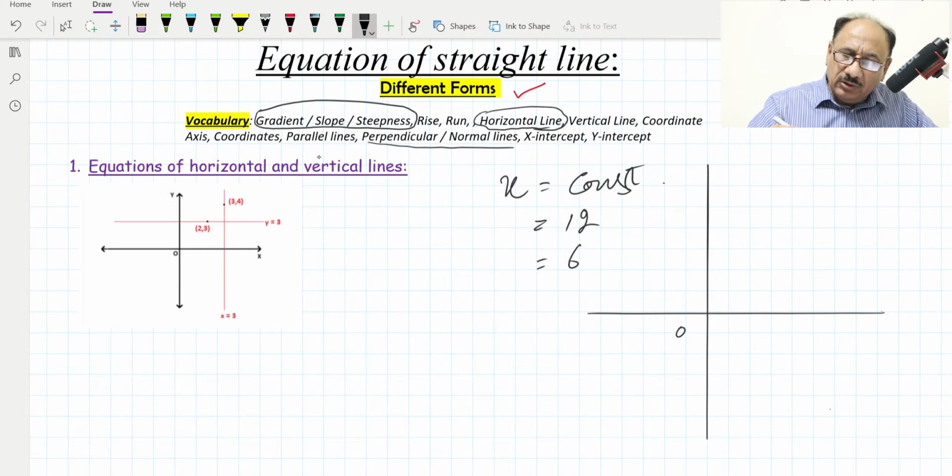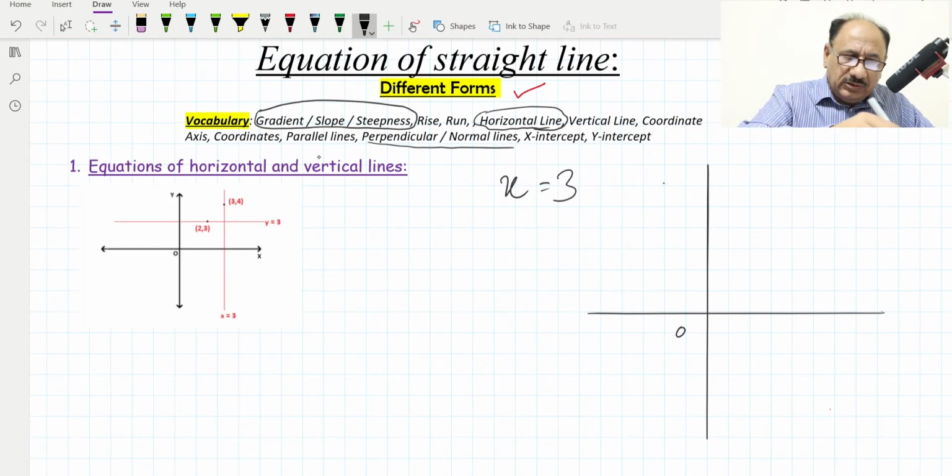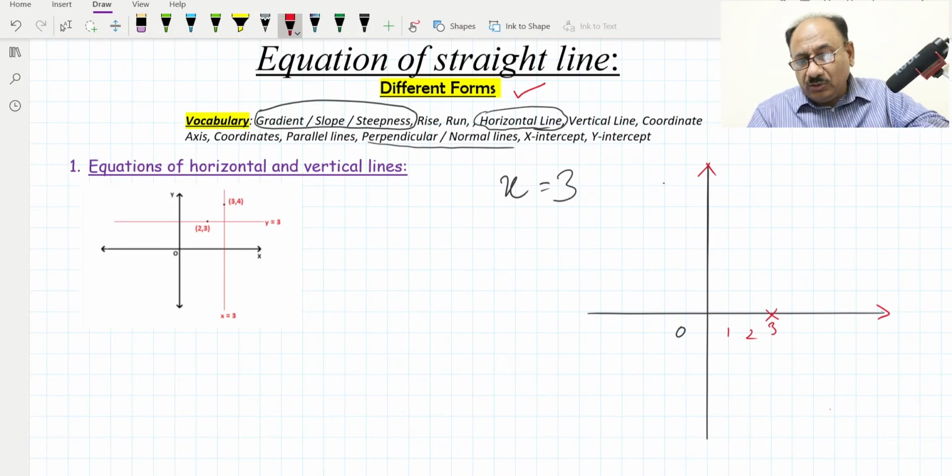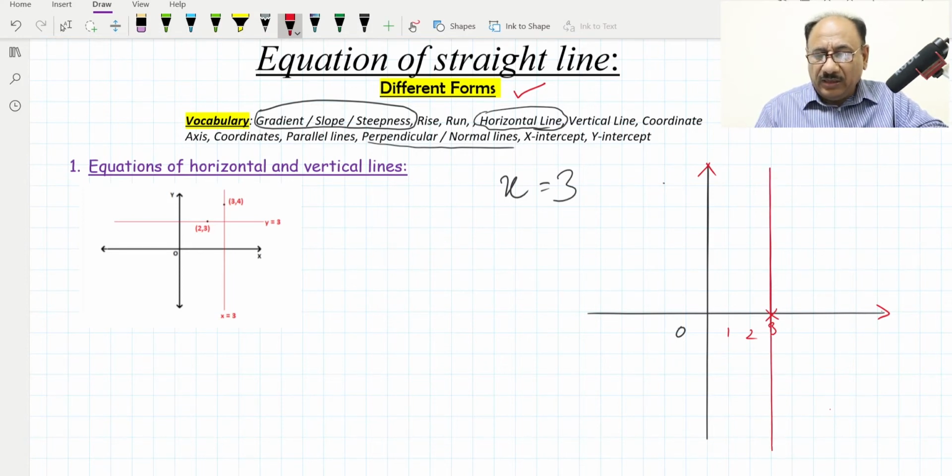X is equal to, if I have to draw x is equal to 3, so x is equal to 3 will be this point. X is equal to 3: 1, 2 and 3. So we can change this point over here, and this is the origin and this is the x-axis, y-axis. Now x is equal to 3 will be a line which is parallel to the y-axis.